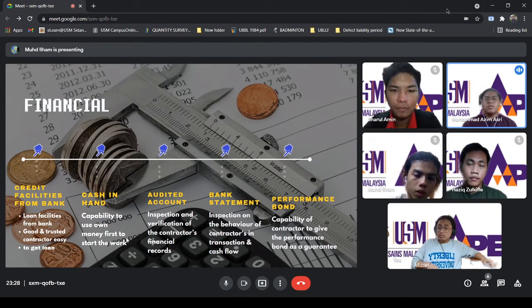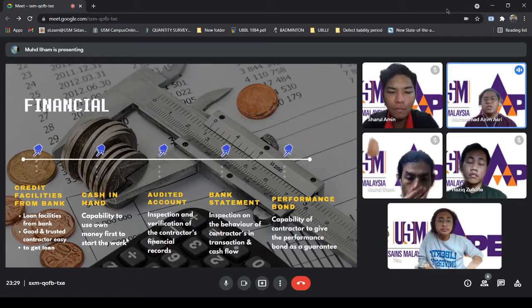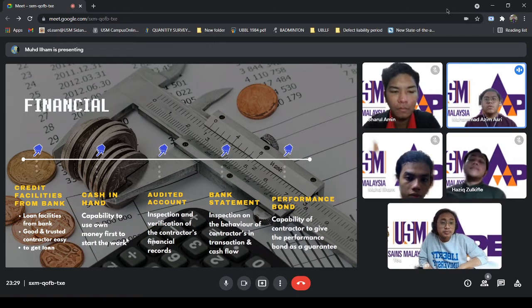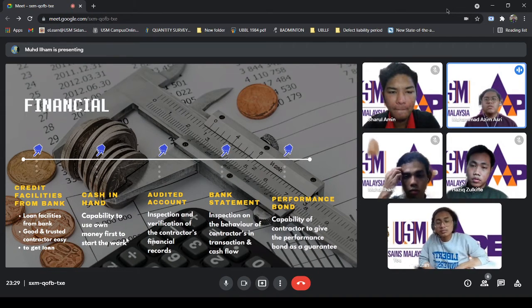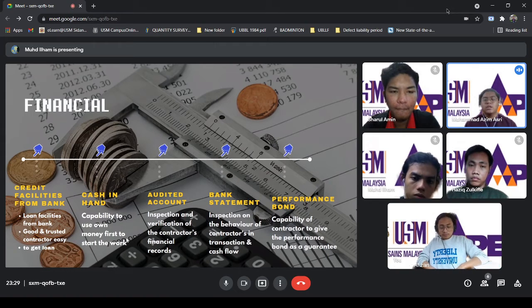And the second sub-criteria is cash in hand. For cash in hand, we will see the capability of the contractor to use their own money first to start the work before they can claim the payment from the client. For the audited account sub-criteria, we will focus on the inspection and verification of the contractor's financial record based on the bank statement and the financial statement that have been given to the client.